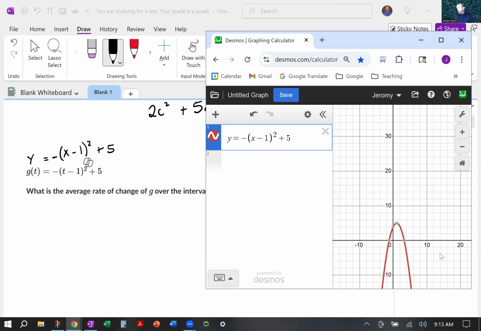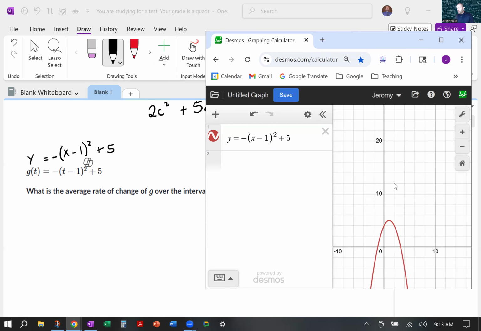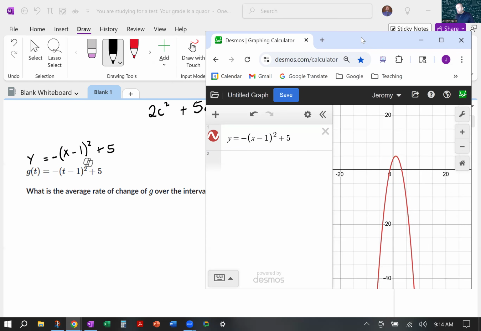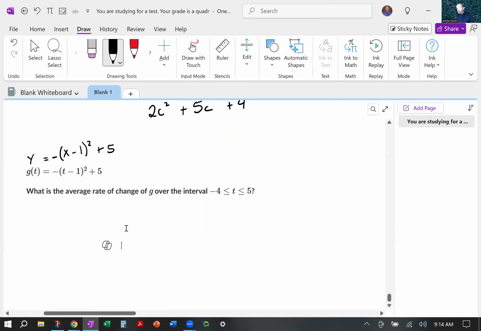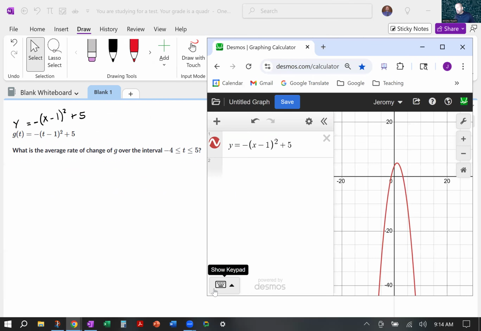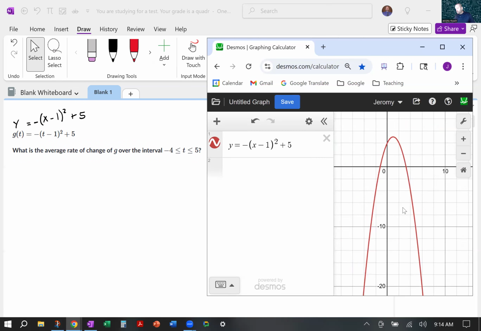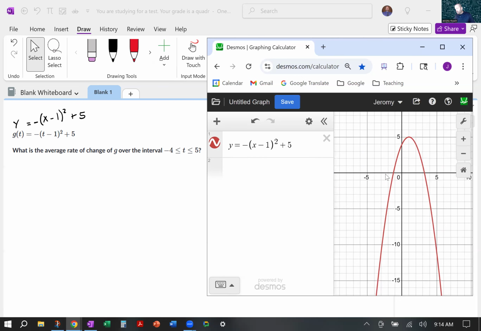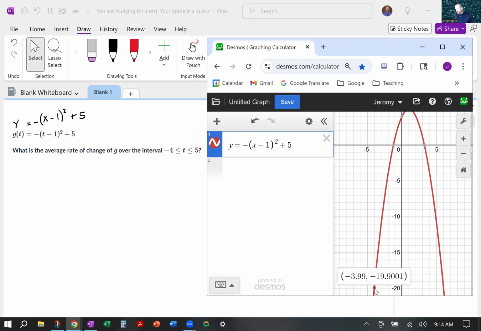So here's our function. As you could see, we didn't get to the function right away. I had to move around and scroll out with my mouse. Now let me zoom out so we can see the question at the same time. It says, what's the average rate of change over the interval -4 to 5? So we're going to find where x is -4. These are going up by twos right now. There we go. Now our grid's showing us 1 for every space. So we're going to go to -4 on the x. That's right there.